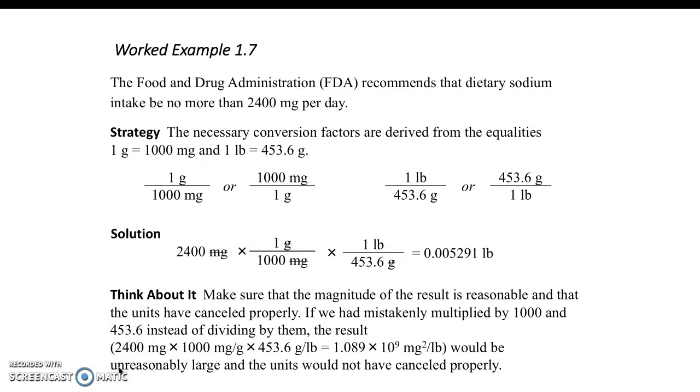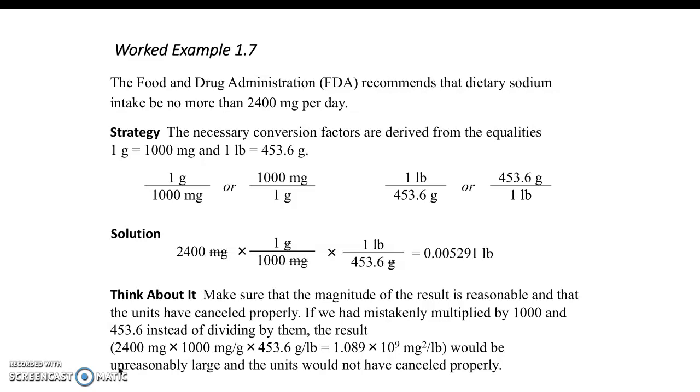Here's another example. This was out of the book. The FDA recommends that you shouldn't have more than 2,400 milligrams per day of sodium. And so, how much is that, say, in terms of pounds? And so we say we have 2,400 milligrams. We know there's 1,000 milligrams in a gram. And then I know there's 453.6 grams in a pound. And so you can see the appropriate units cancel, and we're left with pounds.